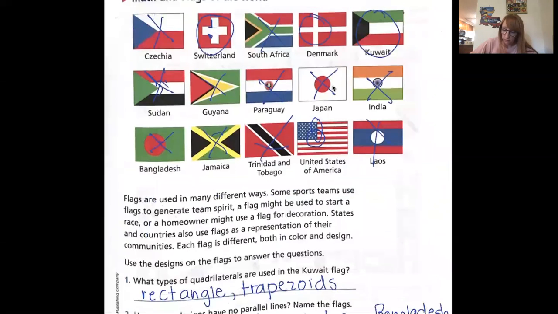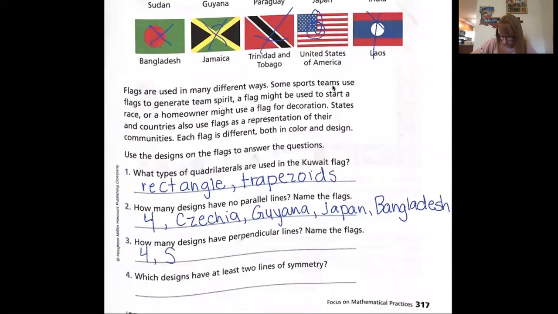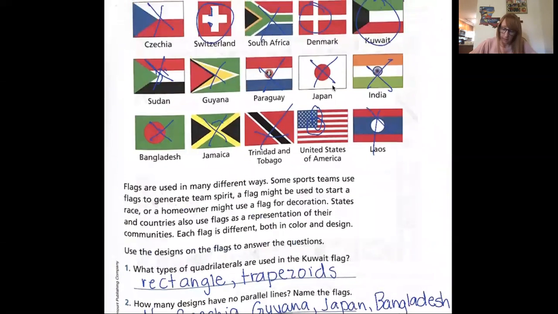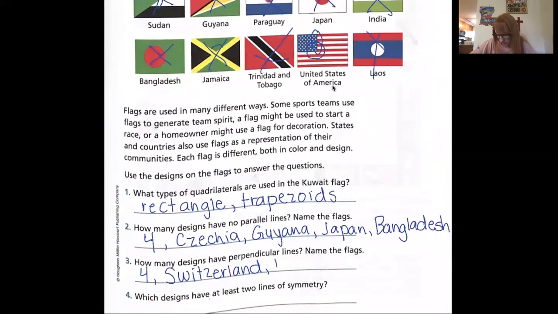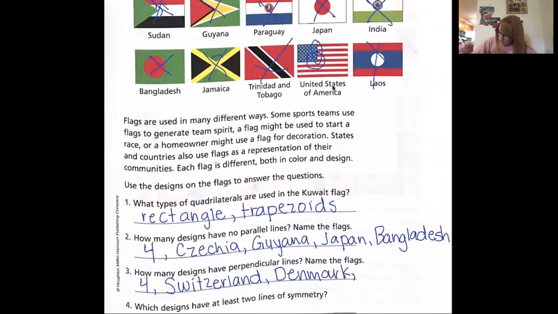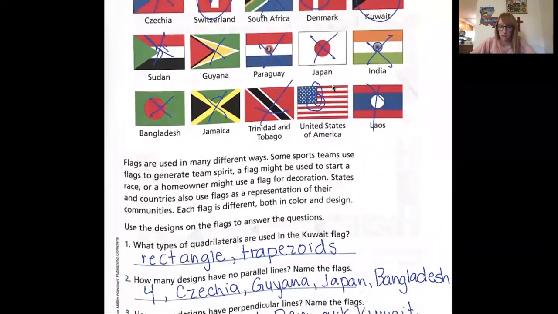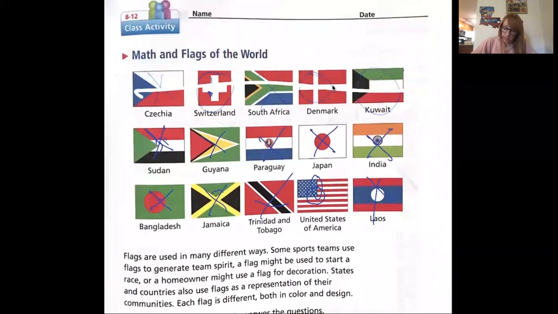And we have Switzerland. We have Denmark. Kuwait. And we have the United States. So go back up and erase these.